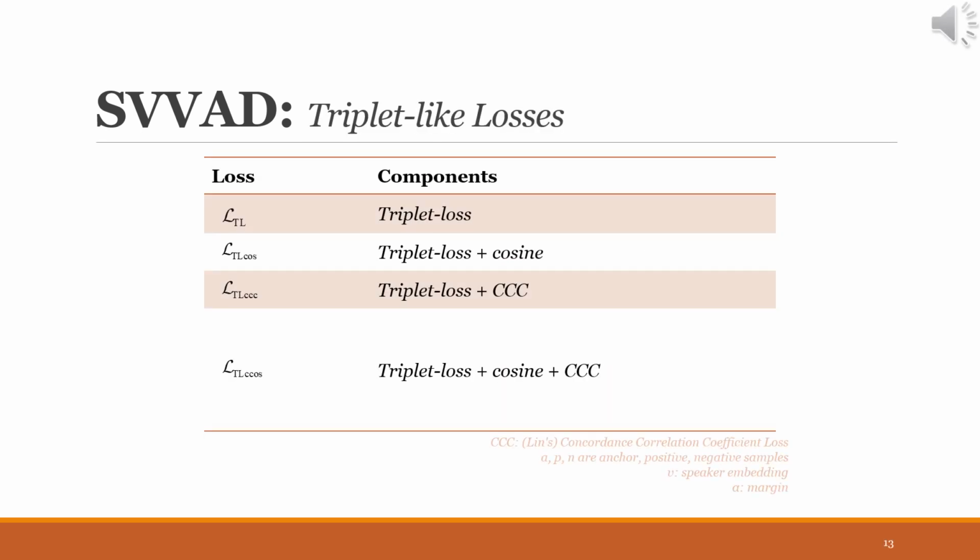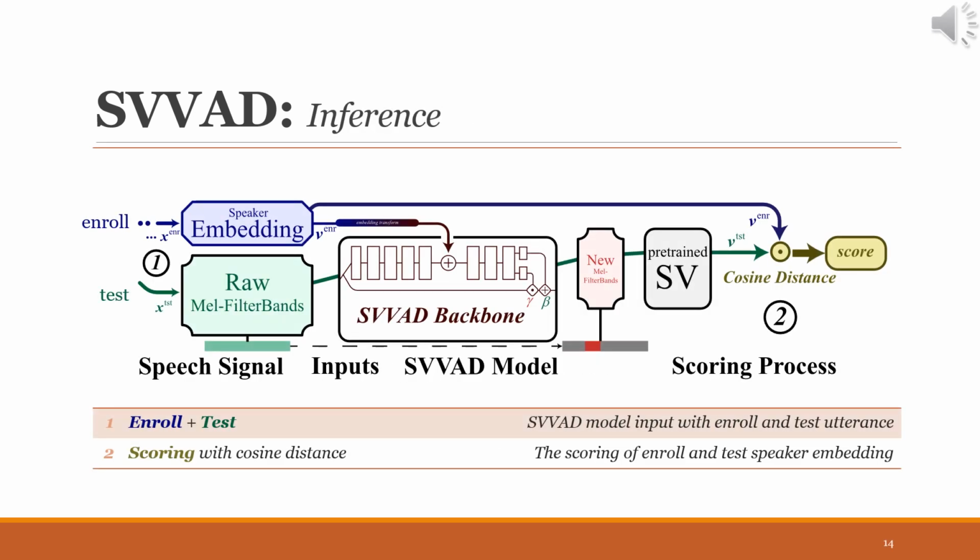Since the original triplet loss is not optimal, we designed 4 types of losses by adding cosine distance and CCC loss. The inference process is pretty simple. We just need to input the enrolled voice print vector and the tested mel filter banks into our SVVAD framework. Then, the SVVAD model will automatically modify the mel filter banks and then calculate the voice print vectors for you. Finally, these 2 voice print vectors can be scored by cosine distance.